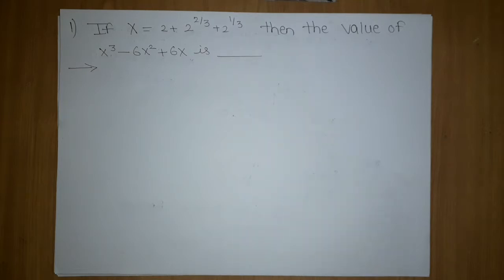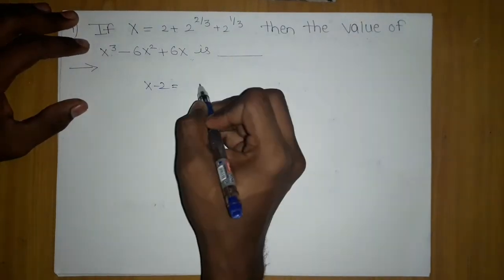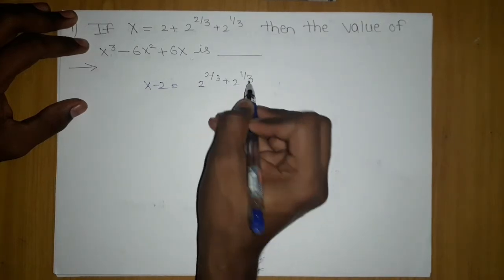The question is as follows: if x is equal to 2 plus 2 to the power 2 by 3 plus 2 to the power 1 by 3, then the value of x cube minus 6x square plus 6x is. Now, such a similar problem we have done. Let's move x minus 2 to that side: 2 to the power 2 by 3 plus 2 to the power 1 by 3.